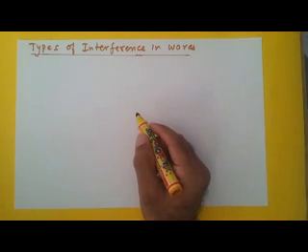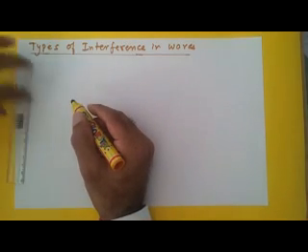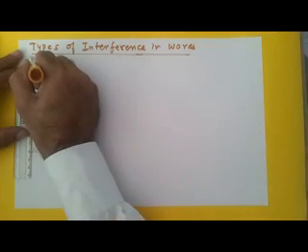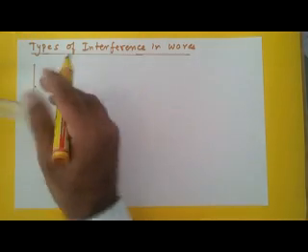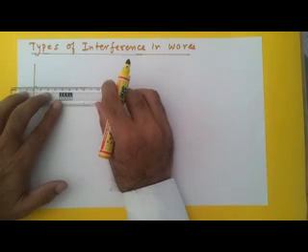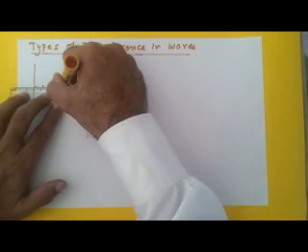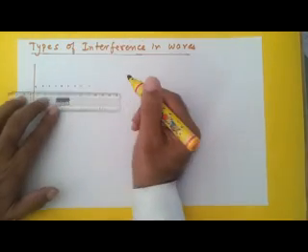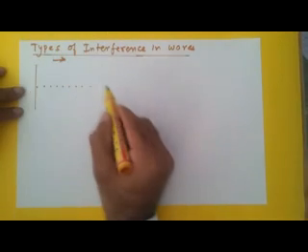We are discussing interference in waves in this particular video. So let us say we have a medium in which a wave is traveling. Let us say these are the various particles of the medium. And let us say a wave travels in this particular medium along this direction.